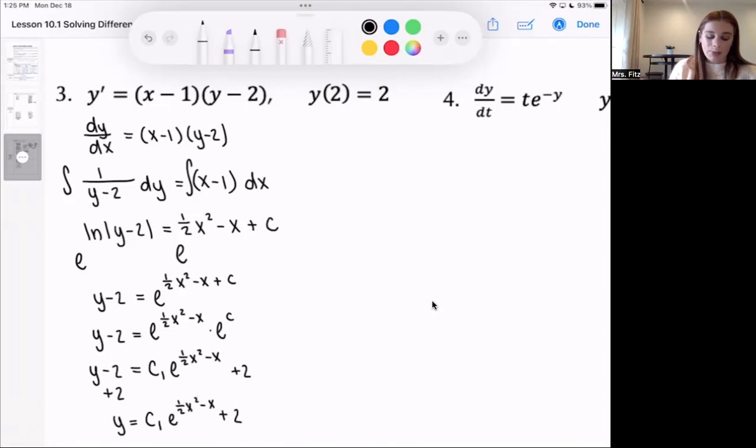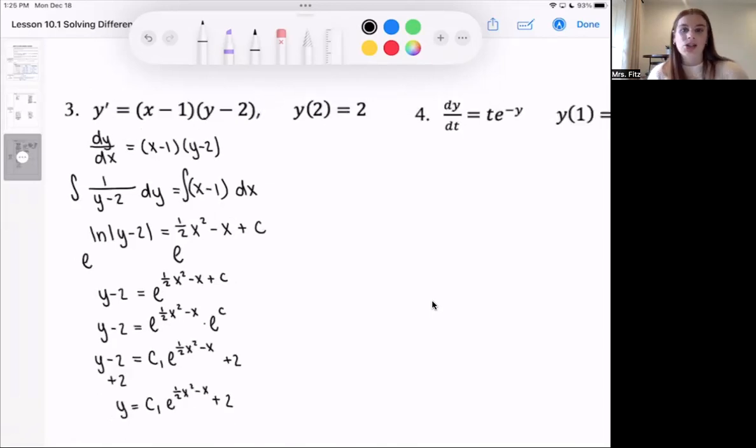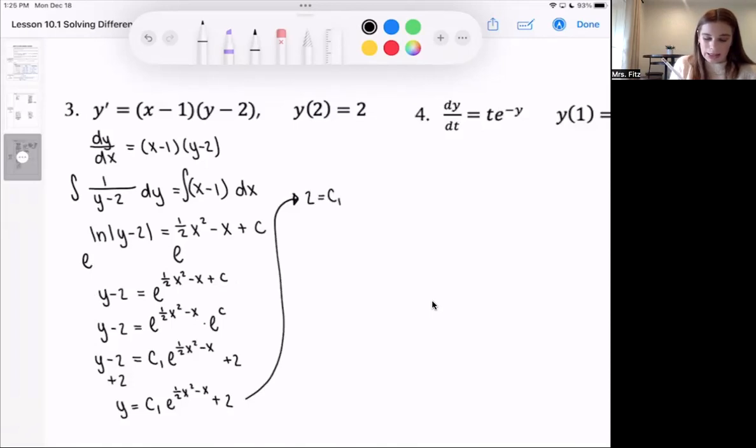Okay, last step, we want to solve for c. So I'm going to plug in 2 for x and 2 for y using that initial condition. Once again, I'm going to move it up here. So we have 2 is equal to c sub 1 e to the 1/2 times 2 squared minus 2 plus 2. Subtracting 2 from both sides, I get 0 equals c sub 1 e to the, let's see, half of 4 is 2, minus 2 is 0.